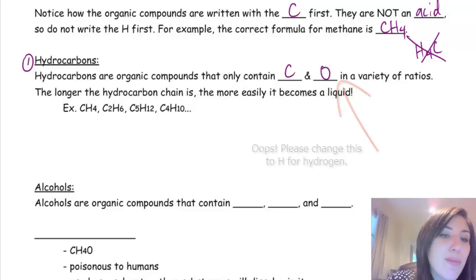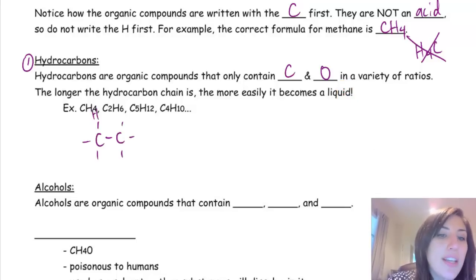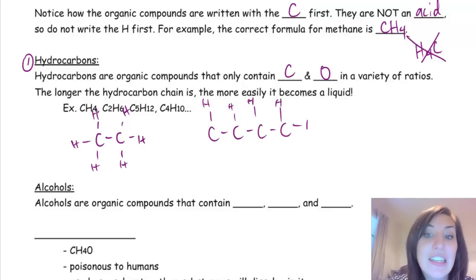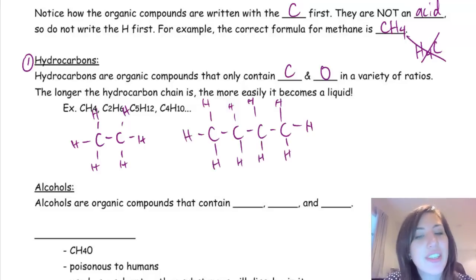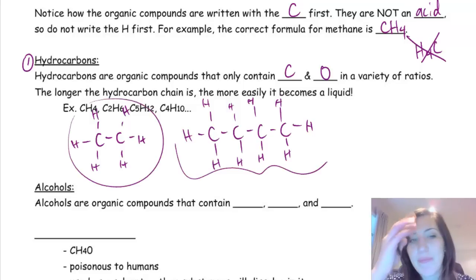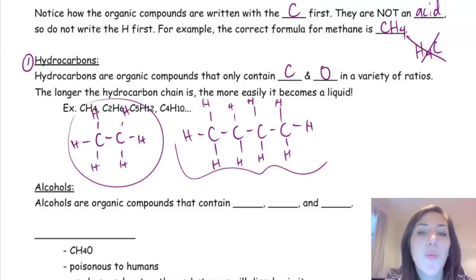So we already looked at CH4, but let's try C2, and then we have 6 H's: 1, 2, 3, 4, 5, 6. Let's try C4, 1, 2, 3, 4, with 10 H's: 1, 2, 3, 4, 5, 6, 7, 8, 9, and 10. So these are just different hydrocarbon chains. As you can see here, this one is longer than this one. So C4H10 would be more easily becoming a liquid.